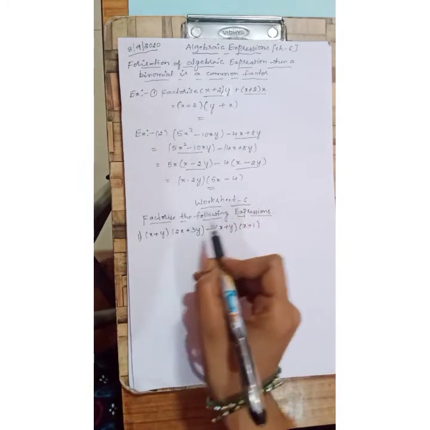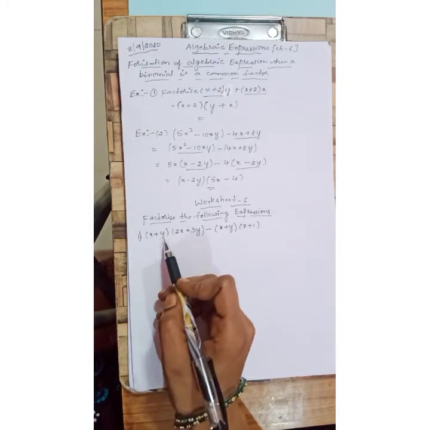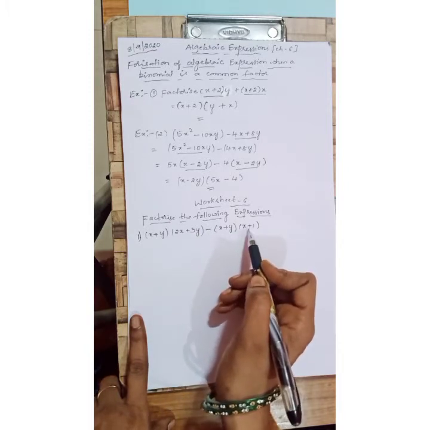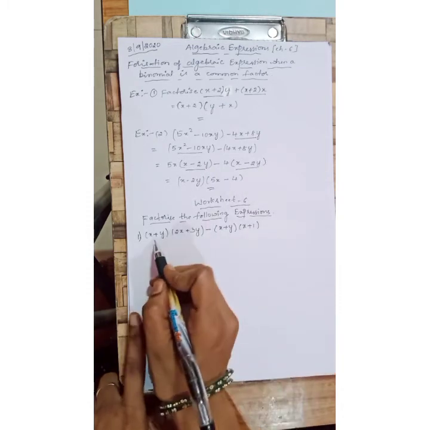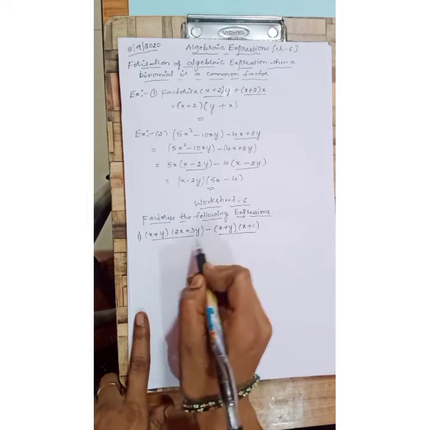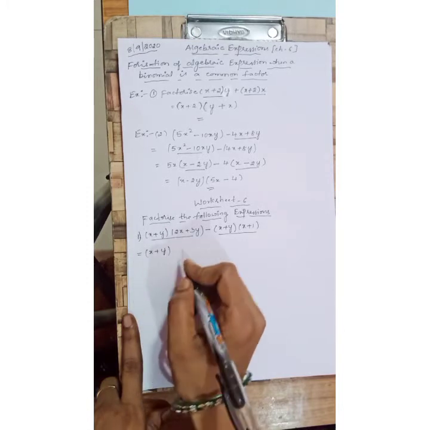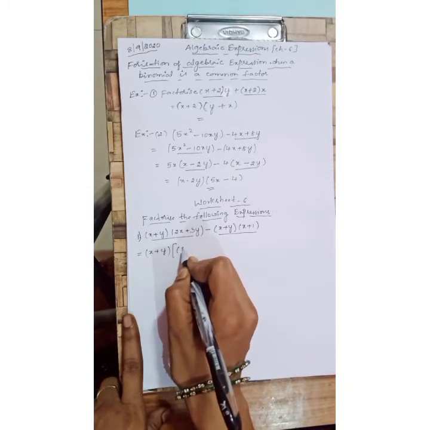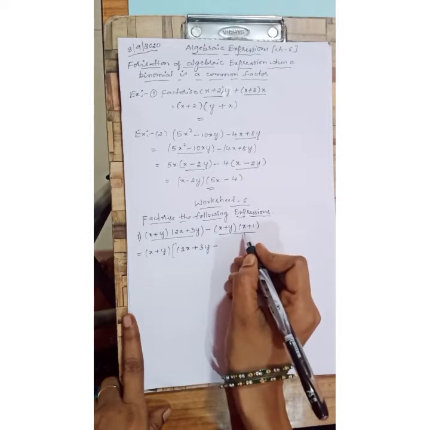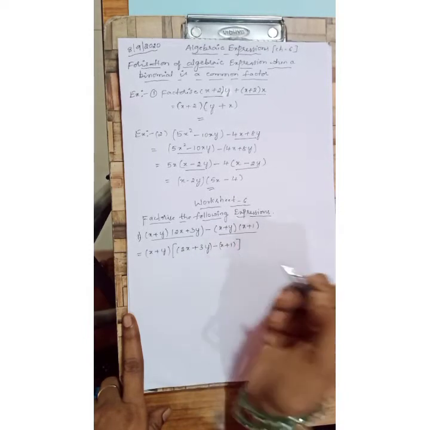Worksheet 6. Factorize the following expressions. First one: (x + y) into (2x + 3y) − (x + y) into (x + 1). Here, in both of these terms, we can see that x + y is common to both the terms. So let us take x + y outside as a common factor. We are left with 2x + 3y, and in the second term, minus (x + 1), put in a big bracket.